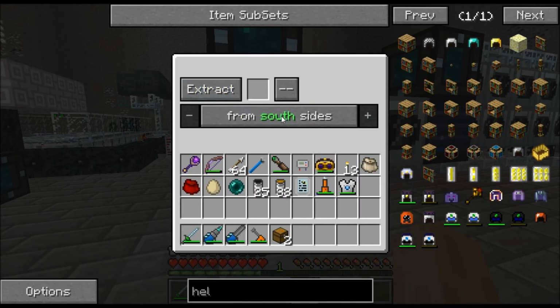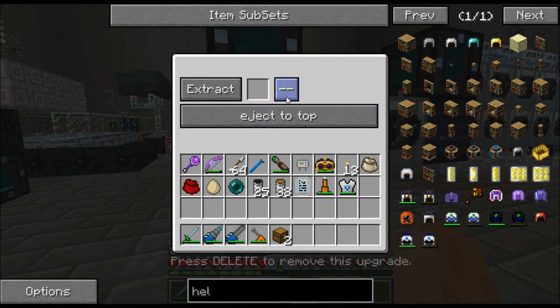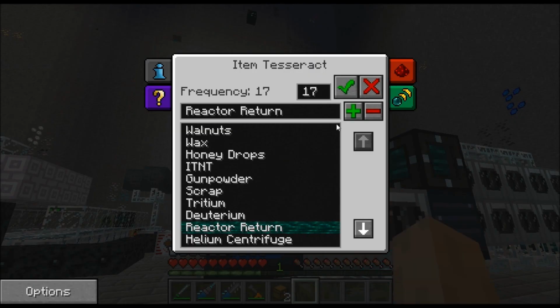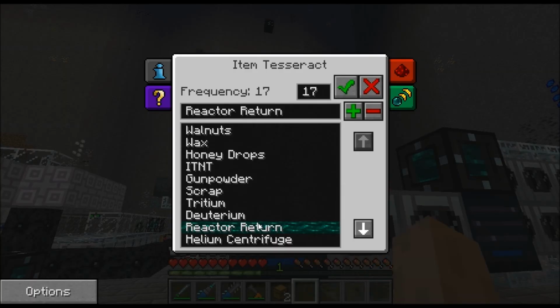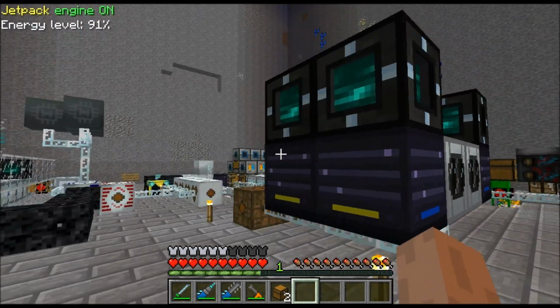And then this guy right here extracts from the south side, and it has an item filter on there, so it will only take out helium-3 from industrial centrifuges, and it will eject them to the top, into this tesseract, which sends it back to the reactor return. So it will send it back over to the sorting system over there.